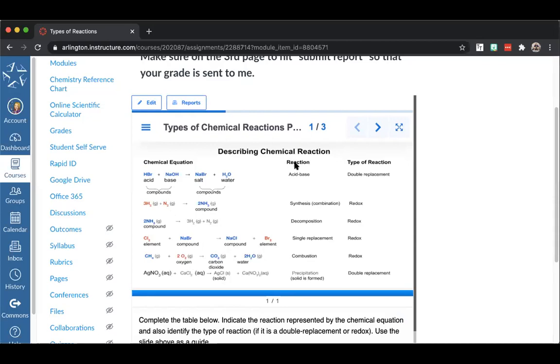And then here it tells you which of the reactions we would categorize it as, and then it tells you that type, is it redox or double replacement, okay? And so we can see that acid base is double replacement and precipitation is double replacement. The other 4 all fall into the redox category.